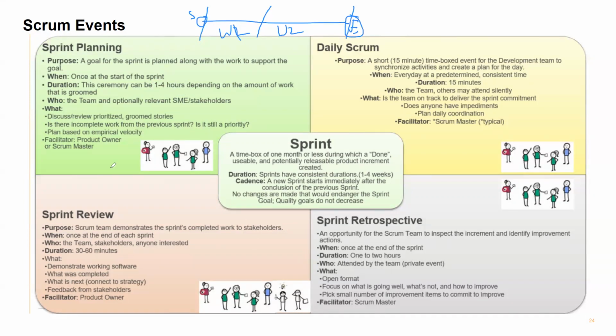Okay, who all will be part of it? The Scrum team and SME, stakeholders are optional. Who all are part of the Scrum team? Both product owners, development team, Scrum master, correct. Okay, what are they going to do? They're going to discuss and review the prioritization. And then is there any incomplete work from the previous sprint, and is it still priority?